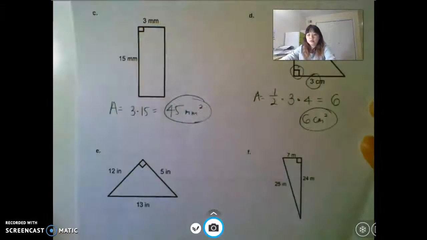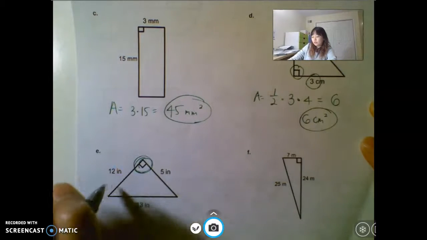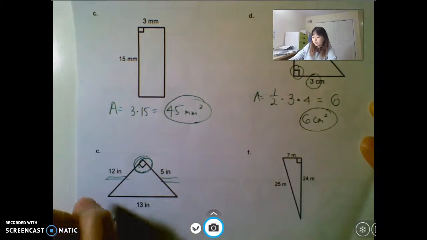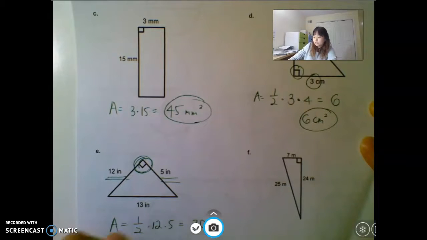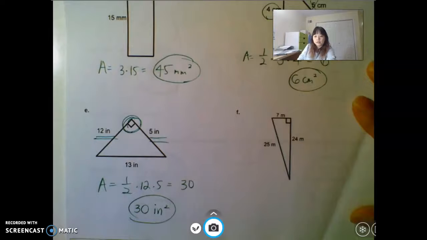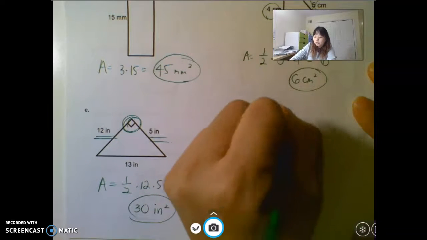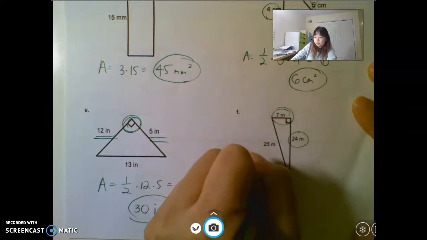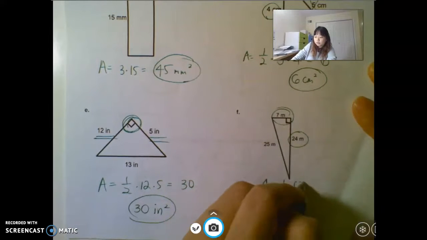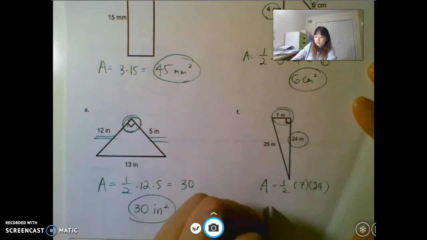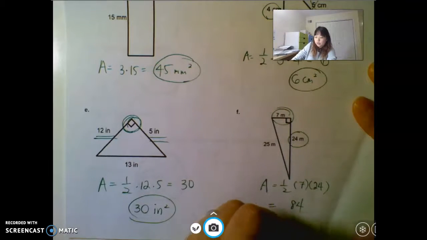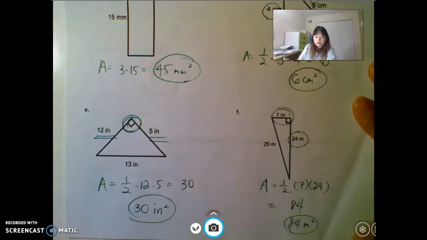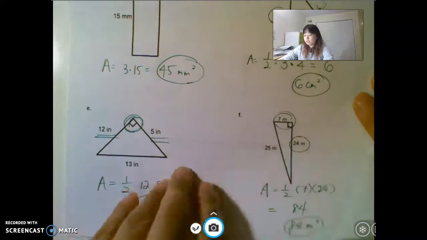So far, so good. Another triangle. You have to look for the 90, so it'll be 1/2 times base times height. So it is 30, so 30 inches squared. Another one, 90 degrees. It's all about 90 degrees. So area is going to be 1/2 times base times height, which is 84 meters squared.